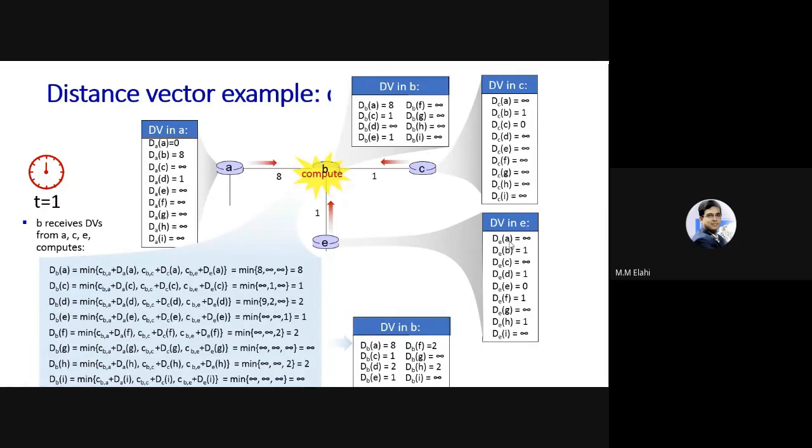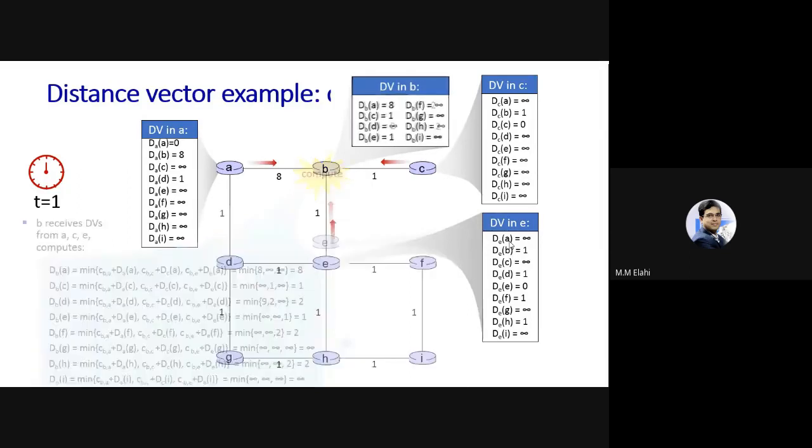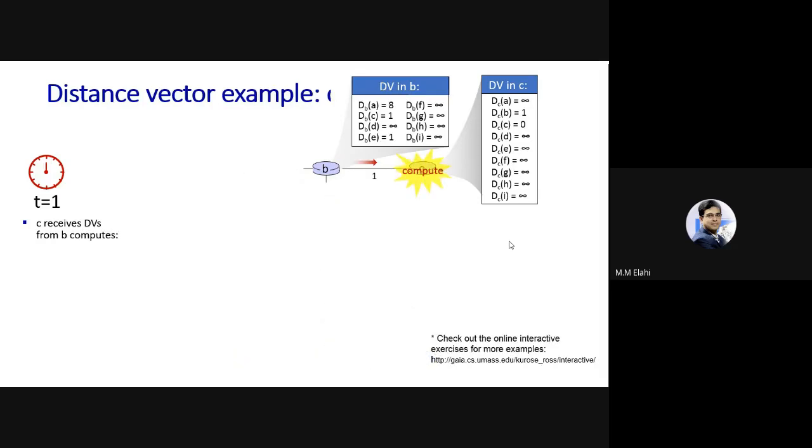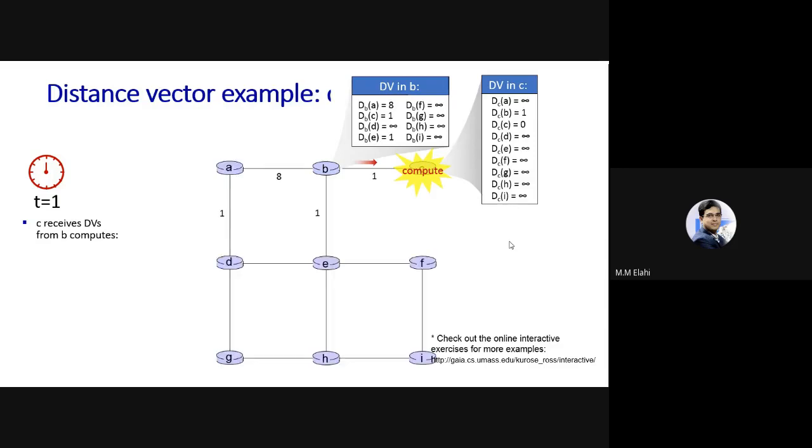That does not mean that it is the final update. It means an iteration has happened, and there are already some updates here. So what will B do now? B will update its own distance vector, and since there is an update, B will send the updates to the other nodes, for example to C. Now C will calculate its own.